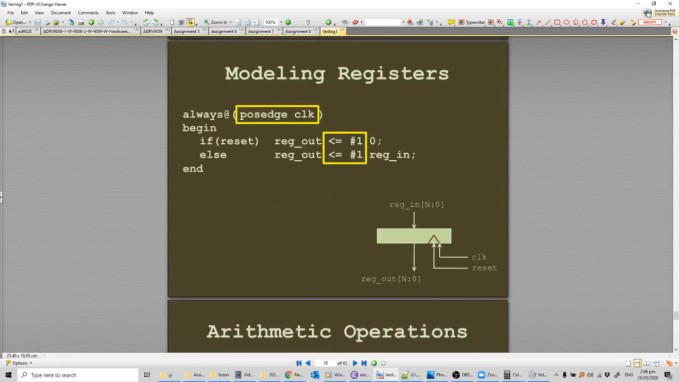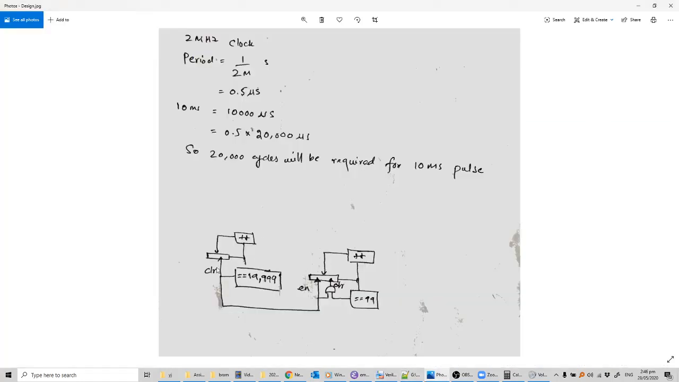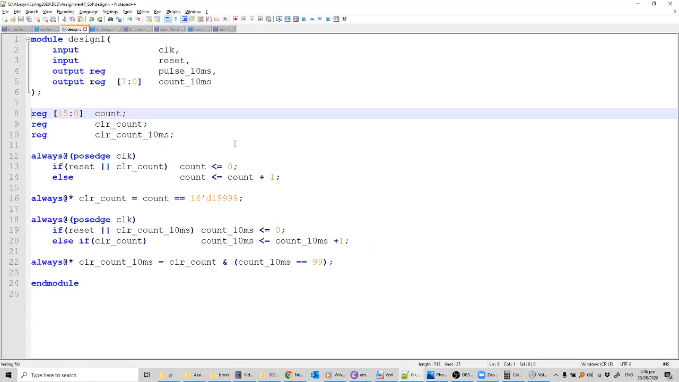Always at posedge clock, if reset, then increment. Else, if there is enable, then we can have else if enable, then this thing. What we want is that it should be reset whenever there is a reset signal or this clear signal. So I have written this code that always at posedge clock, if there is a reset or a clear signal, then count should be 0.